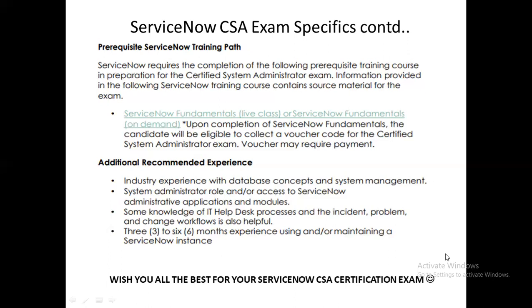I mean, if you have it, fair enough. If you don't have it, it does not really matter. Then last but not least, it says 3 to 6 months experience using and maintaining a ServiceNow instance. Similar to point number 2, it is that you are actively maintaining that instance using some admin roles and responsibilities, and you have around 3 to 6 months experience.